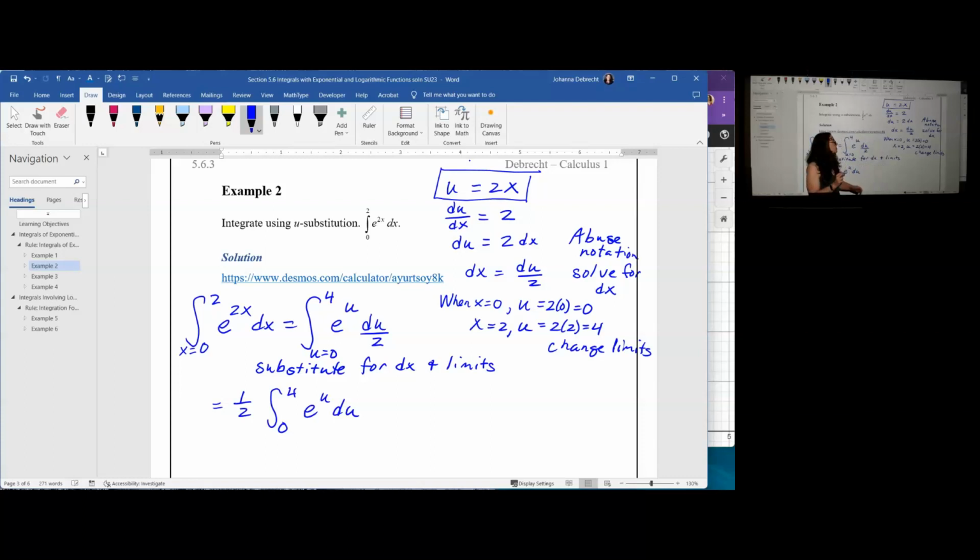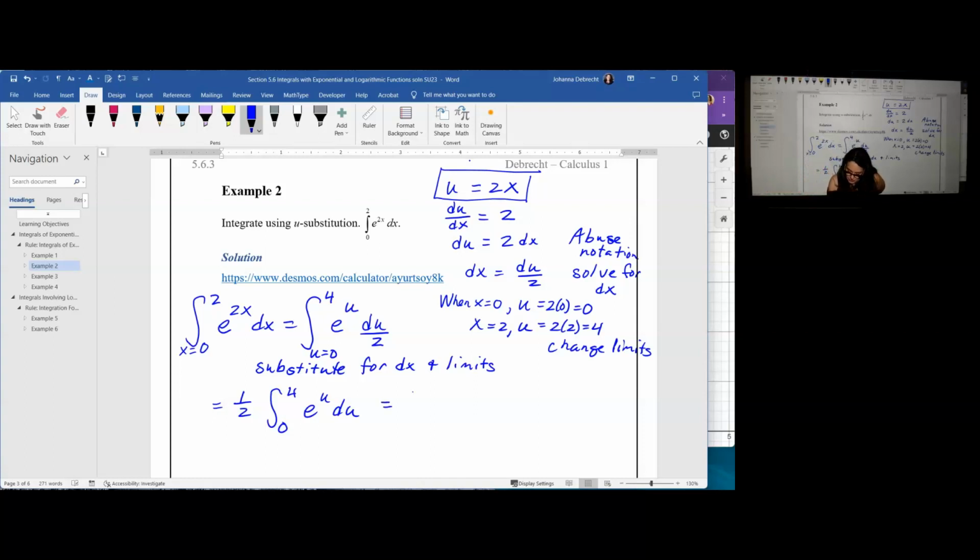If you choose to keep the original limits of integration, then you must write x equals 0 and x equal 2 when you have rewritten the integrand and the differential in terms of u. If the limits do not match the differential, then you must write what the variable is in the limits of integration.